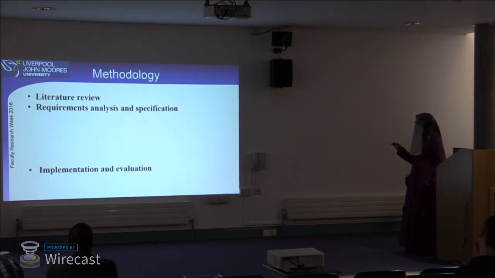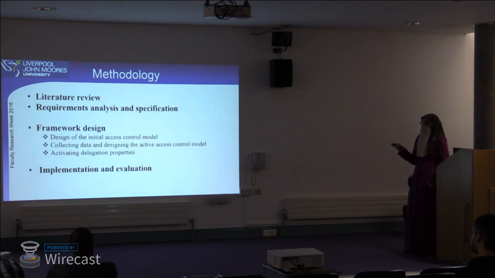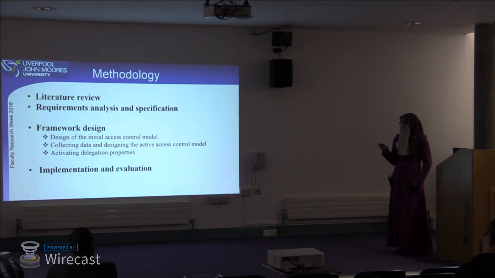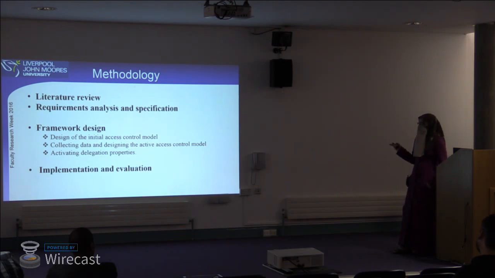What we intend to do to solve this problem: first of all, we are analyzing the existing schemes, and based on the analysis, essential requirements will be extracted. The most important phase is framework design, and this phase can be divided into two stages. The first one is designing the initial access control scheme, where we will solve the revocation problem. The second one is collecting data, designing active access control, and activating the delegation property. The final phase will be implementation and evaluation, and the problem about children that I mentioned will be tested as a case study.